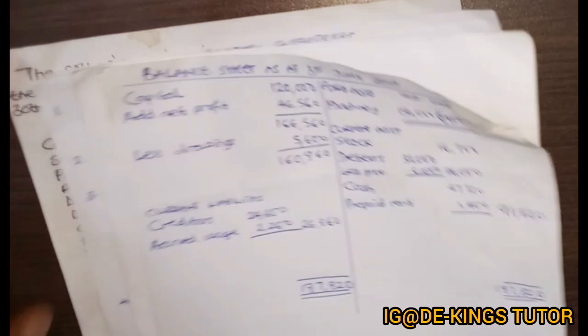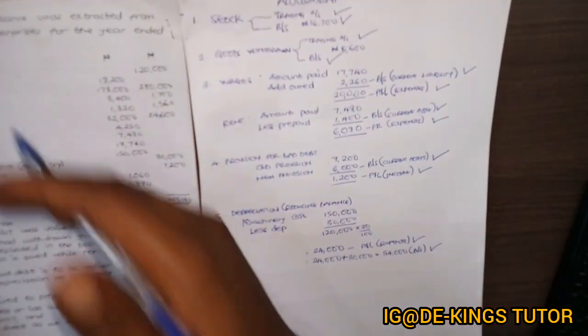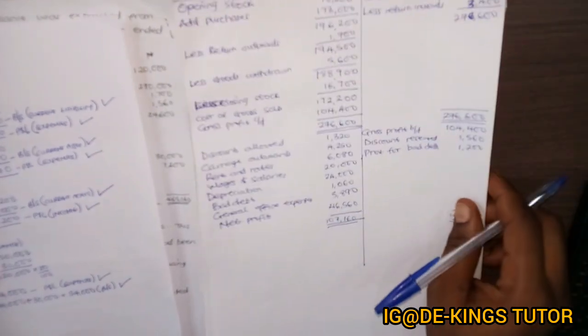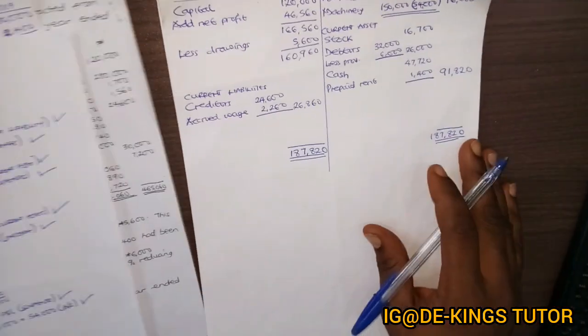So it means that this question we have solved thus far, this is the solution. It started from the adjustment, then the trading profit and loss account, and this is the balance sheet.